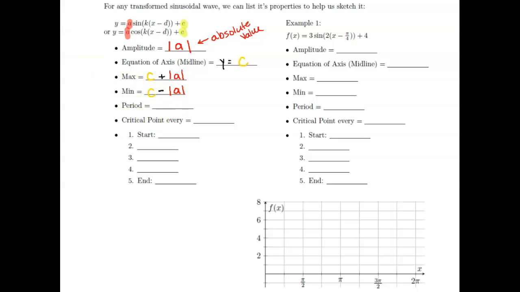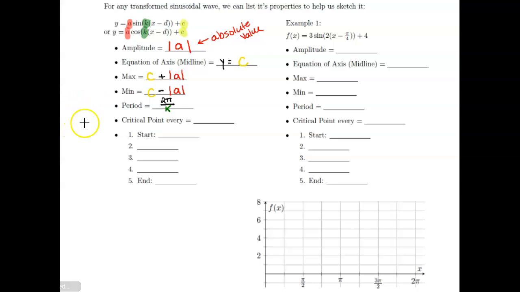The period, well, we saw from the original that it is supposed to be 2 pi. Right? But if it's transformed, to calculate the period, we're going to take that 2 pi and we are going to divide it by K. And that will give us the length of our transformed cycle.